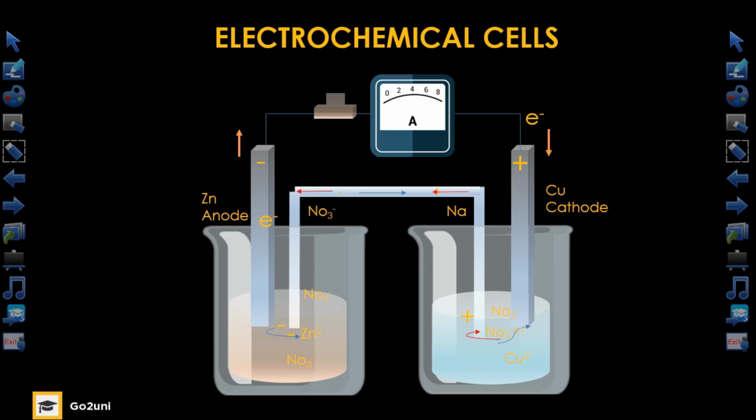And we can see here they make use of electrodes of different types, not of the same type, as we can see in electrolytic cells. So what are electrochemical cells? They are simply cells or devices that are known to convert chemical energy to electrical energy.